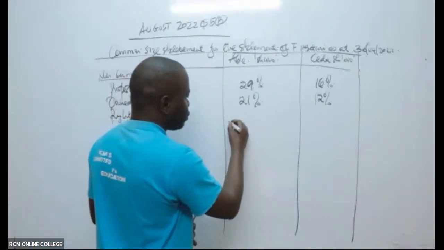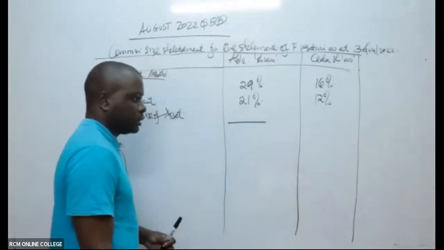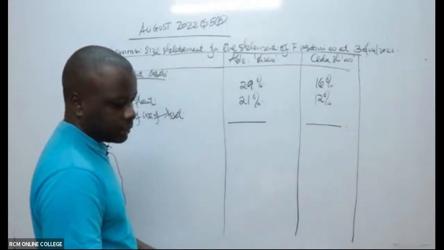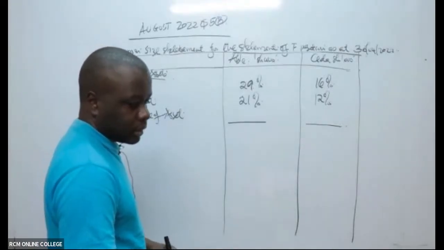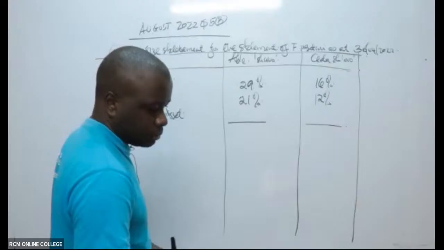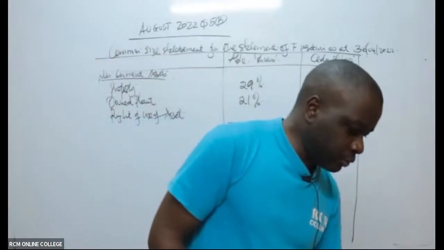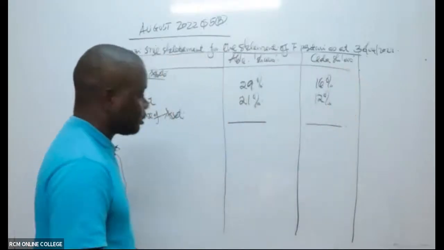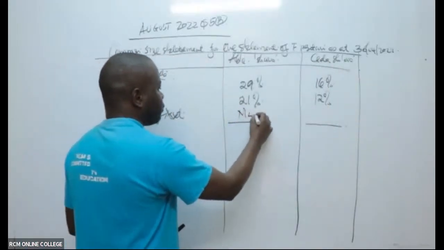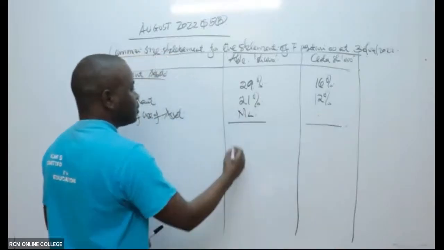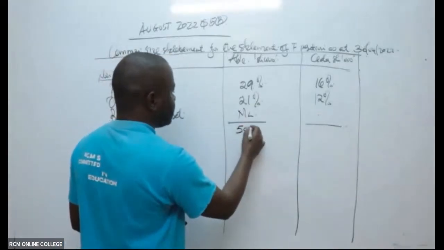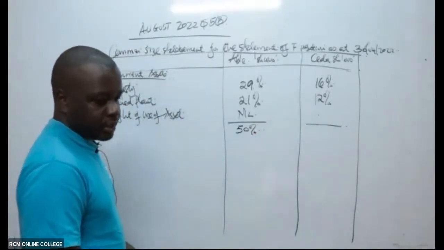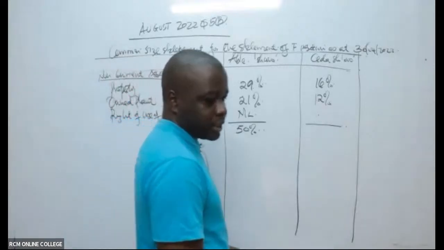Here you'll be able to get the total figure for the non-current assets. The right of use for the asset will be nil because there is no figure there. And this one comes to a total of 50%. And this one is 26.3, so we can say just 26.